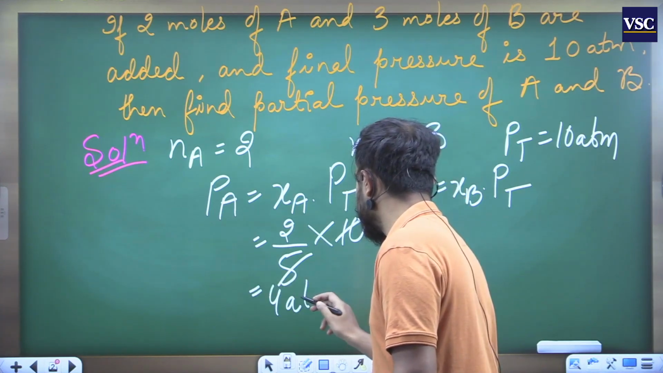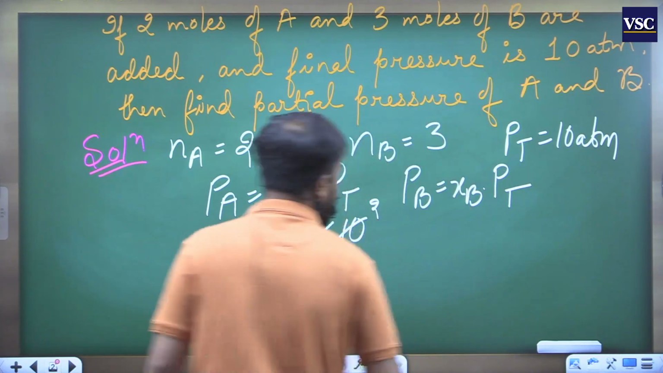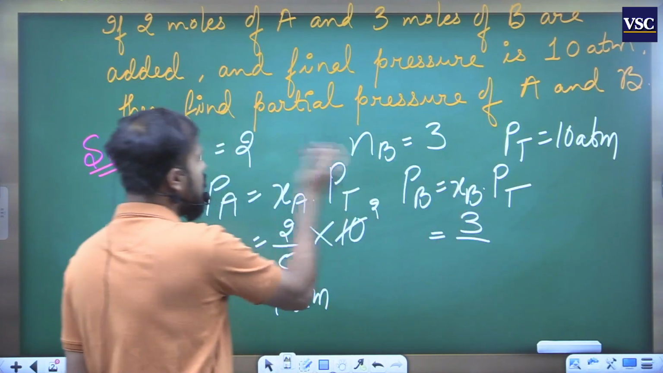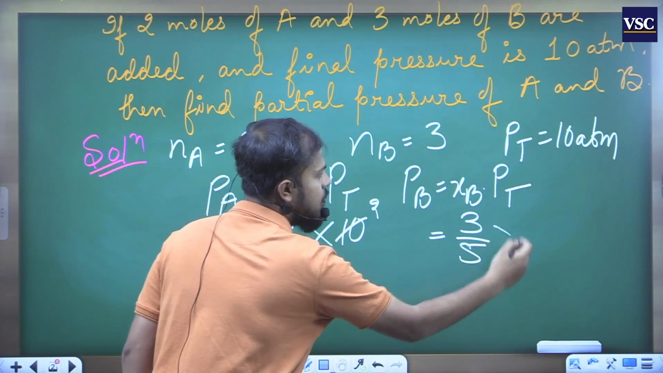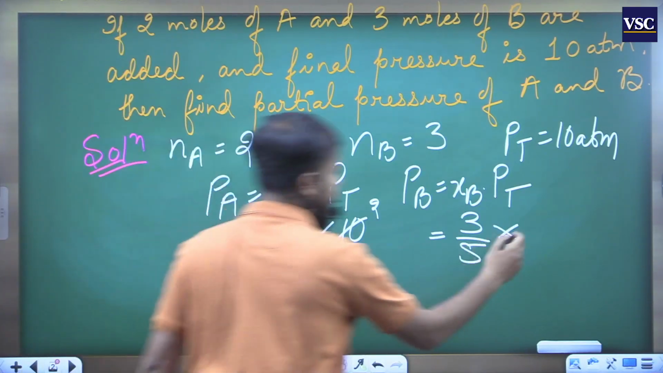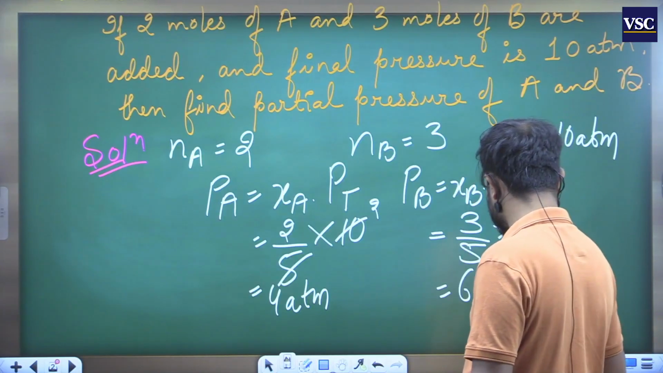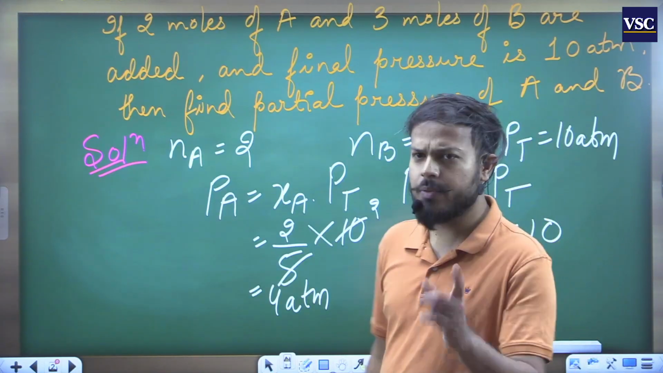4 atm. If you have to find the partial pressure of B, 3 divided by total moles, 5, and what is the total pressure? That is 10. Okay, how much do you have? 6 atm.